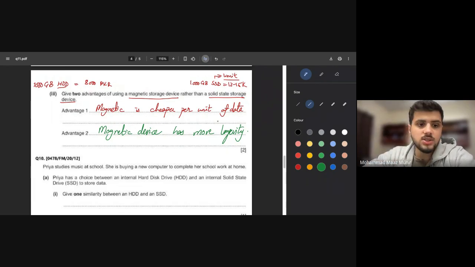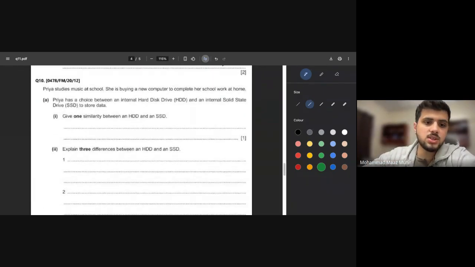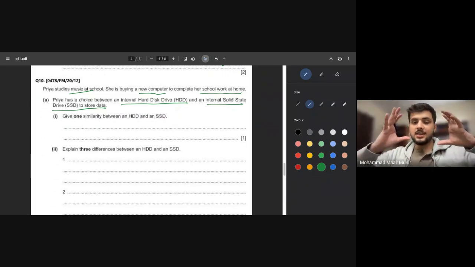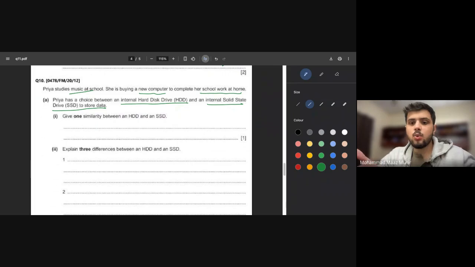So continuing with the questions, now we're going to be looking into this one question, which says that Priya studies music at school. Okay, good to know. She's buying a new computer to get her schoolwork done at home. Now Priya has a choice between an internal hard disk drive and an internal SSD to store data. Internal and external have this difference: if I buy a separate SSD, we can connect it and it can operate externally. But an internal one basically means that it's within your computer.